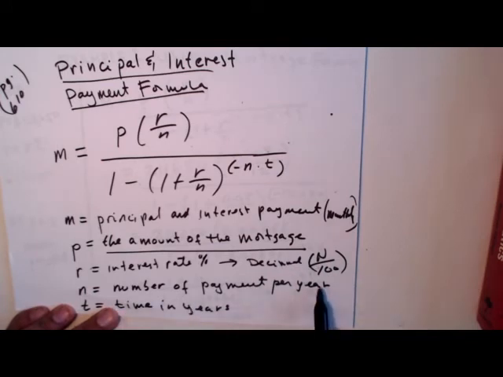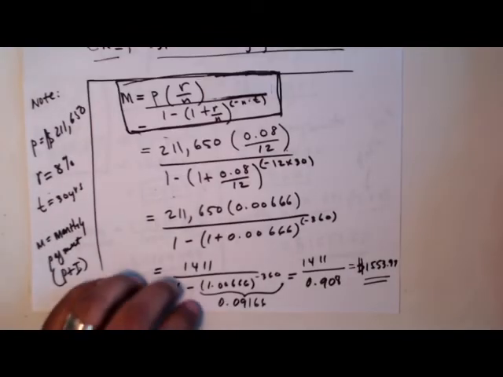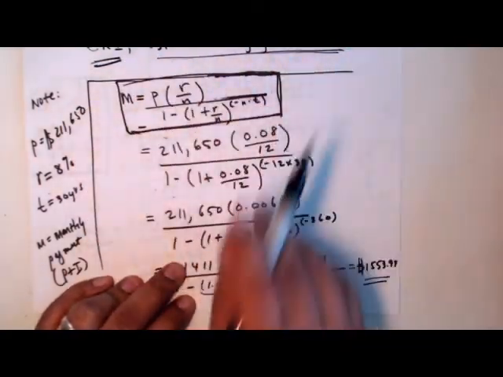The number of payments per year, right? It will be 12 payments in a year. And the time, always remember, is in years. Okay. Let's move on to solve example number 1 using the mortgage formula.